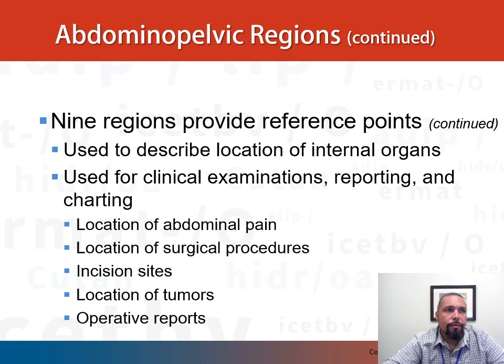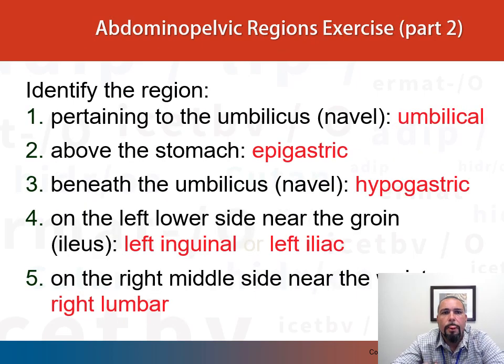Nine regions provide reference points. Again, we already discussed that. It's used to describe the location of internal organs, for clinical examinations, reporting, and charting. It's used for locating pain, for locating where incisions were placed during surgical procedures, the location of tumors, operative reports. There are so many reasons to use this nine-region reference.